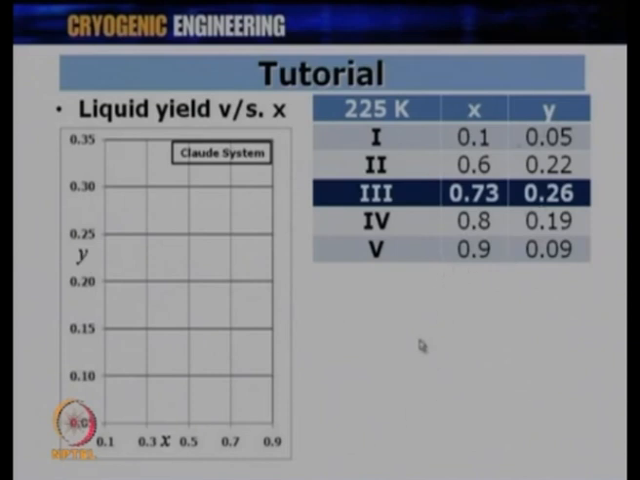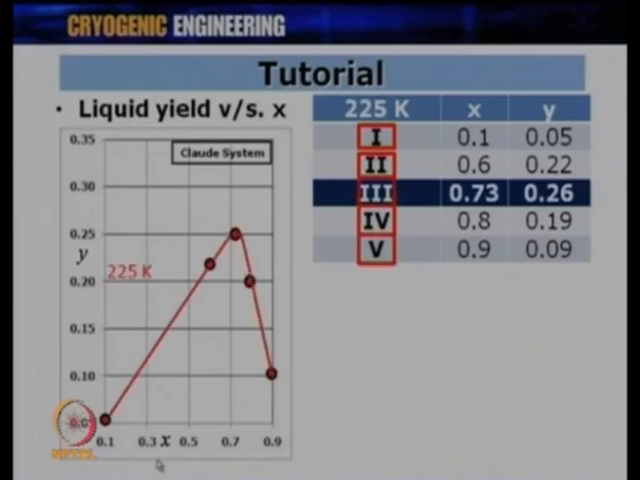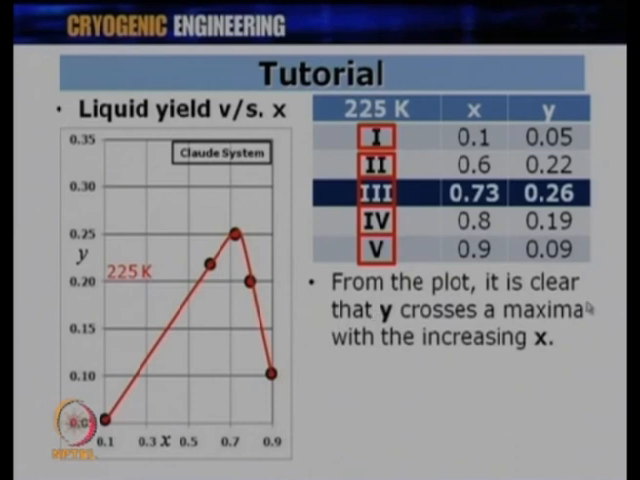and I take 4 or 5 representative values over here, and calculate case number 1, 2, 3, 4 and 5, and join them, what you see is that when x is varied from 0.1 to 0.9, y goes through a maxima and the maximum value happens to be around 0.25 or 0.26 for T3 equal to 225 Kelvin. From the plot, it is clear that y crosses a maxima when x is increased from 0.1 to 0.9, and the optimum value of x at which y is maximum happens to be around 0.73.